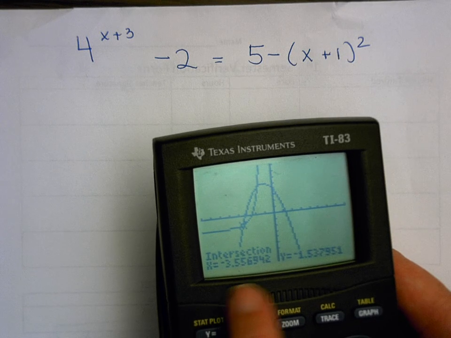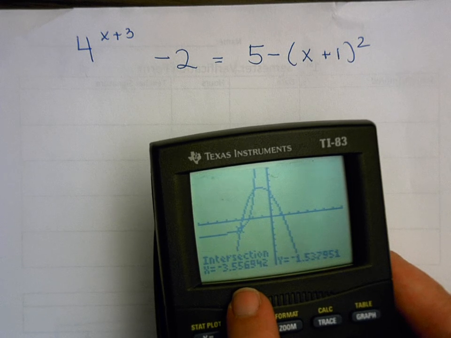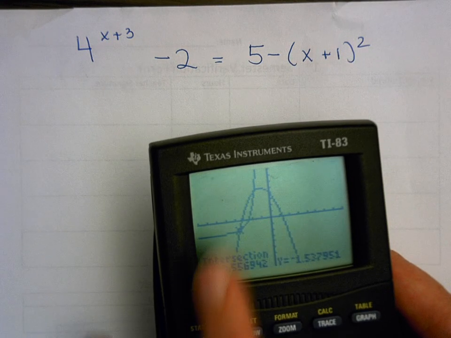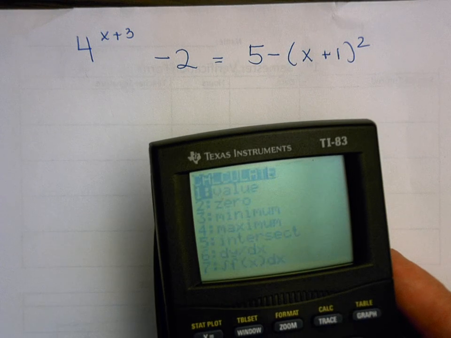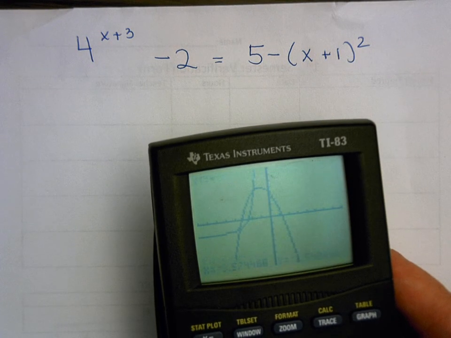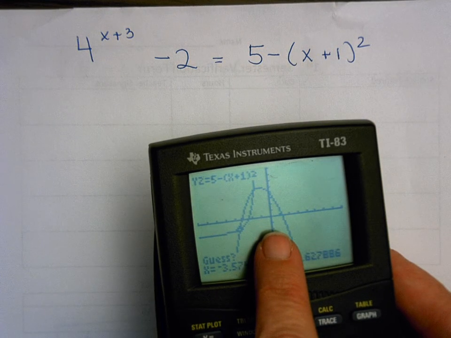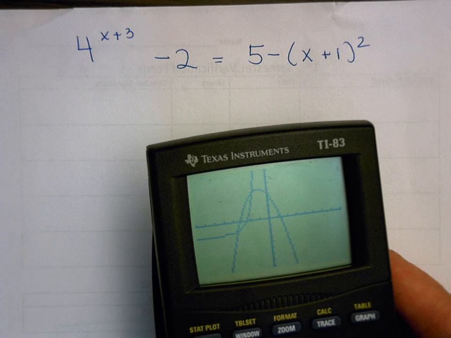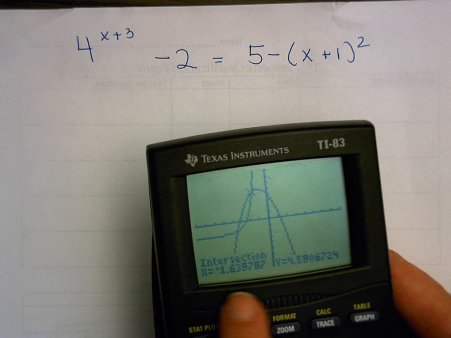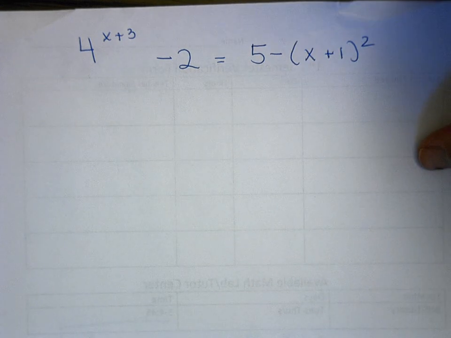So that would be the -3.556 if I truncate, or -3.557 if I round. And so then if I want to find the other intersection, I just go through and do the same thing again. So I'm hitting calc, number 5, enter, and then for my guess, it looks like around -2 maybe. And so there would be my second value. Okay? All right. Moving on, people.